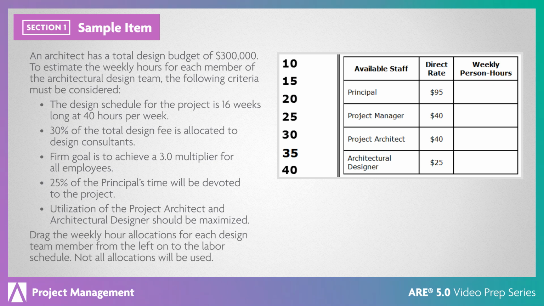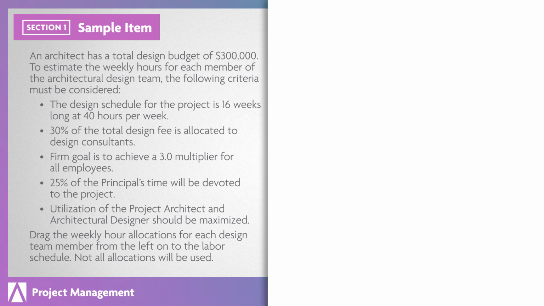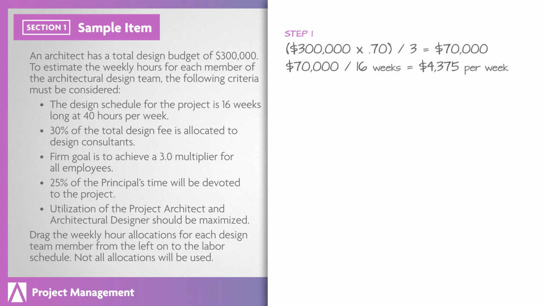Drag the weekly hour allocations for each design team member from the left onto the labor schedule. Not all allocations will be used. This is the correct answer. In order to determine the number of hours to allocate for each design team member, begin by calculating the weekly direct rate budget and removing 30% for design consultants. This is done by dividing the maximum labor budget with design consultant fees removed by the company multiplier, then dividing by the weeks of the project.